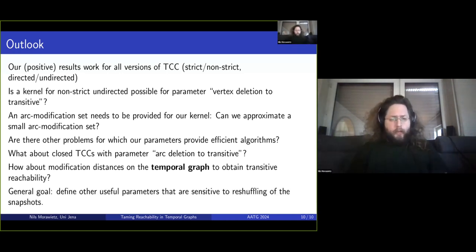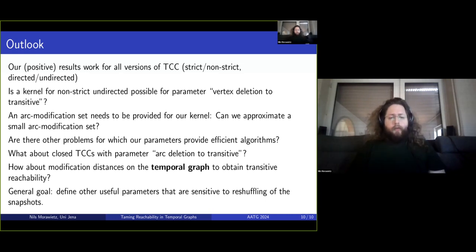And finally, as a general goal, it would be nice to find useful parameters for temporal graphs that are sensitive to reshuffling of the snapshots. Yeah, that's all for me. Thanks for your attention. And if you have questions or comments, I'd like to hear them.